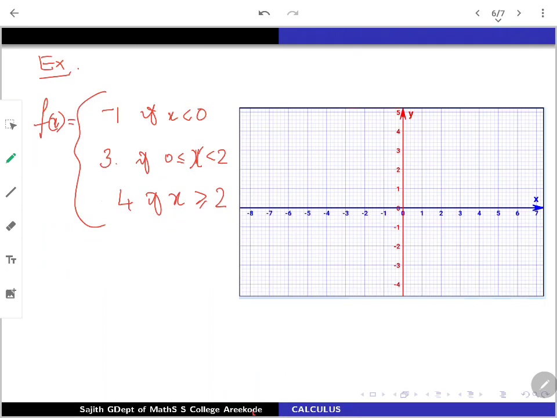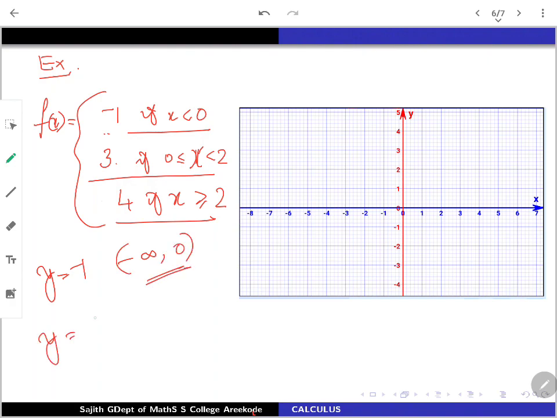If you like, f of x equals minus 1 for x less than 0, 3 if x is in between 0 and 2, 4 if x is greater than or equal to 2. So there are three steps now. First part is y equals minus 1. That has to appear from minus infinity up to 0 in this subdomain.